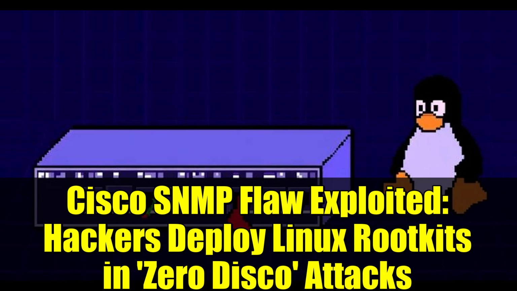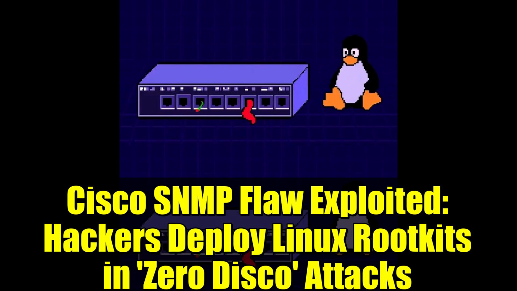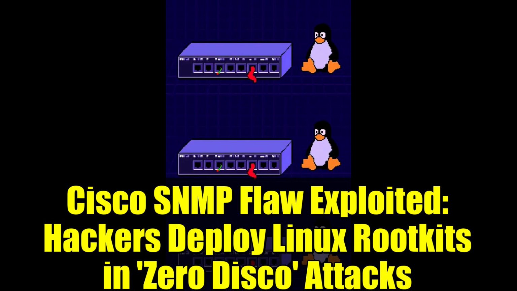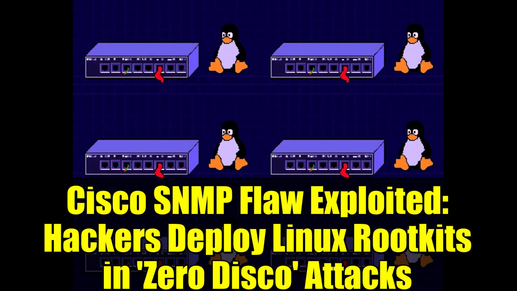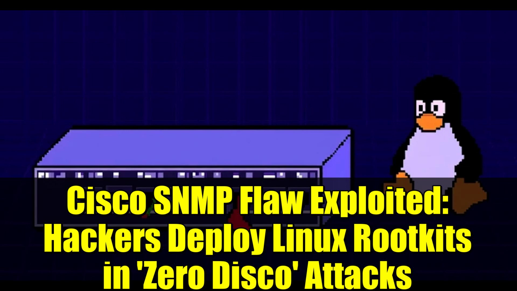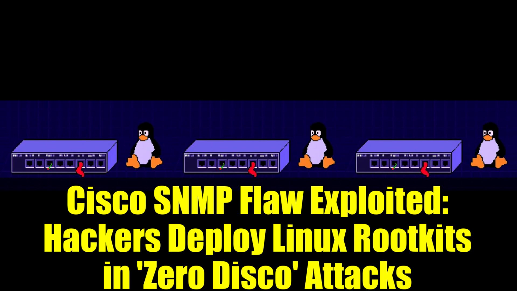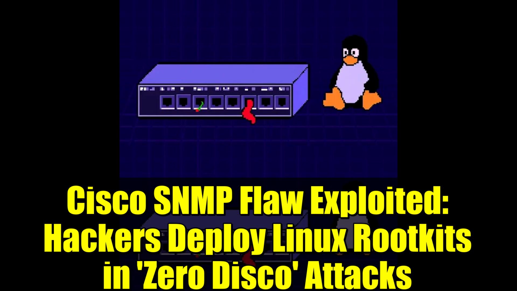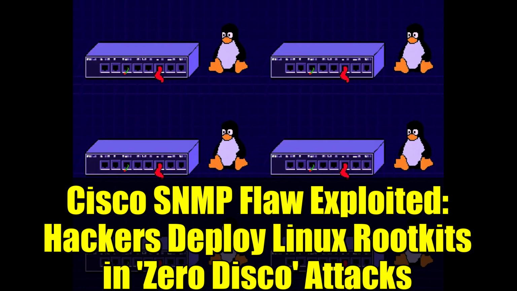The core of this threat revolves around CVE-2025-2352, a critical security flaw within the Simple Network Management Protocol, SNMP, subsystem of Cisco iOS software and iOS XE software. This vulnerability, which received a CVSS score of 7.7, allows remote attackers to execute arbitrary code. In simple terms, this means that hackers can inject their own malicious instructions into a vulnerable Cisco device just by sending it specially crafted SNMP packets.